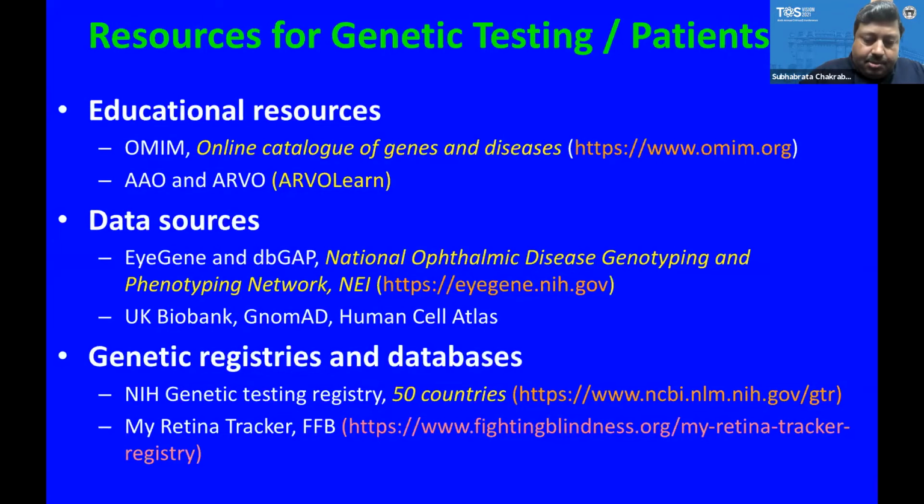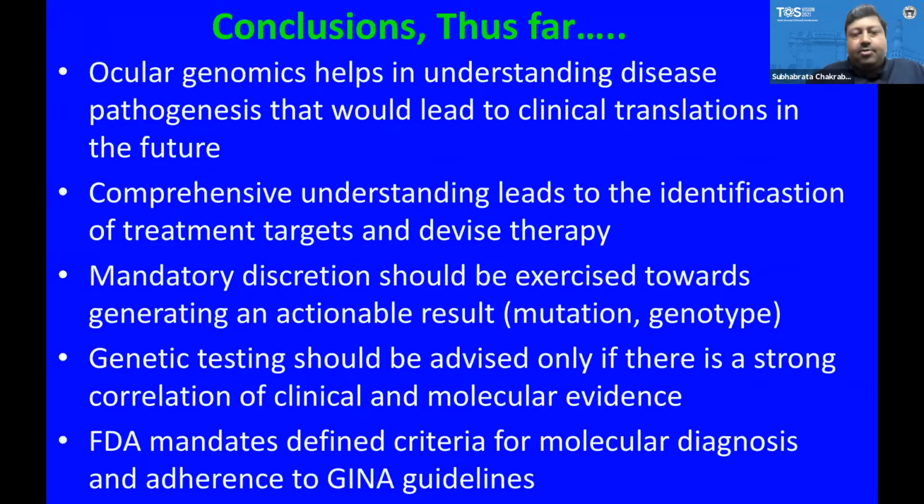And in taking these forwards, one needs to understand how clinical translations can be achieved based on understanding the disease pathogenesis, and one needs to use their discretion towards generating actionable results. And genetic testing should be advised only if there is a strong correlation. Thank you.